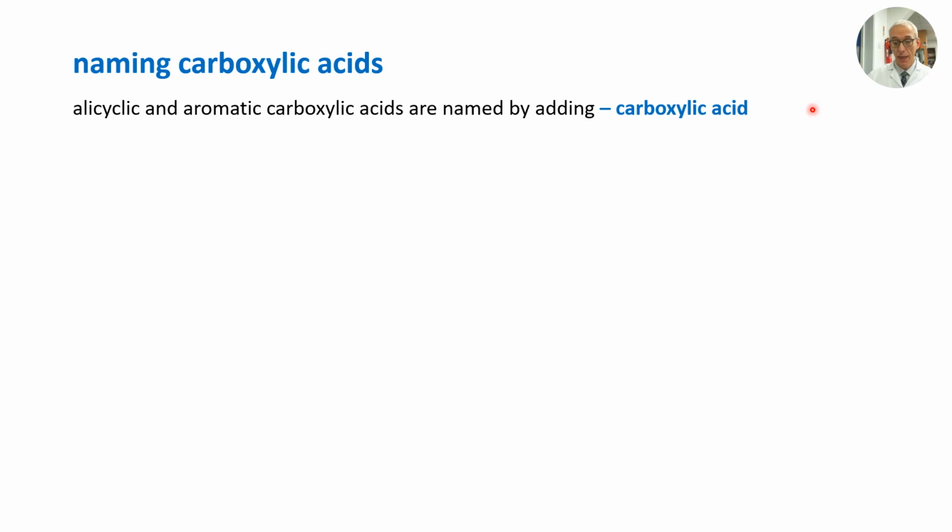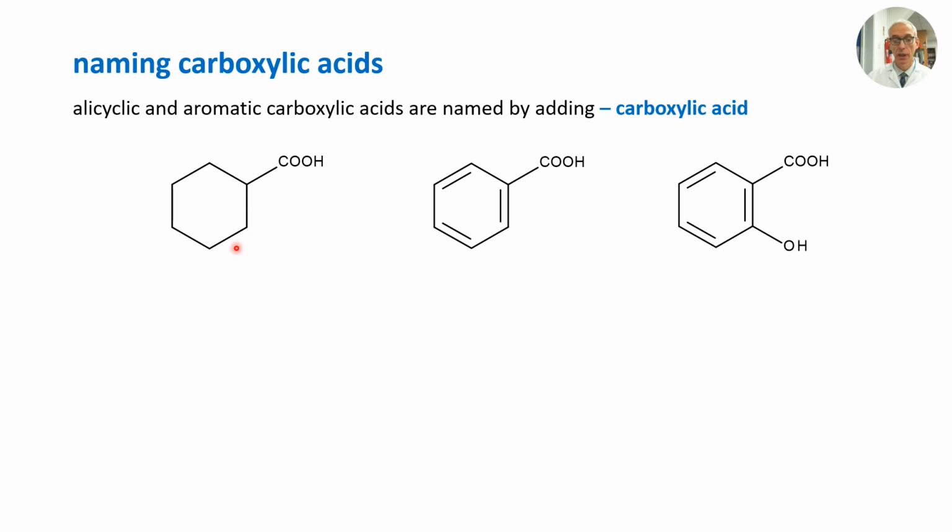Alicyclic and aromatic carboxylic acids are named by adding carboxylic acid to the structure name. For example, here we have cyclohexane, so this would simply be cyclohexane carboxylic acid. If you'd like to try and name the two other examples, pause, come back to check your chemistry.